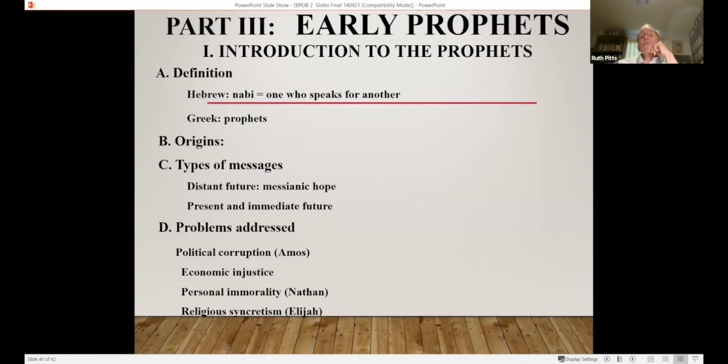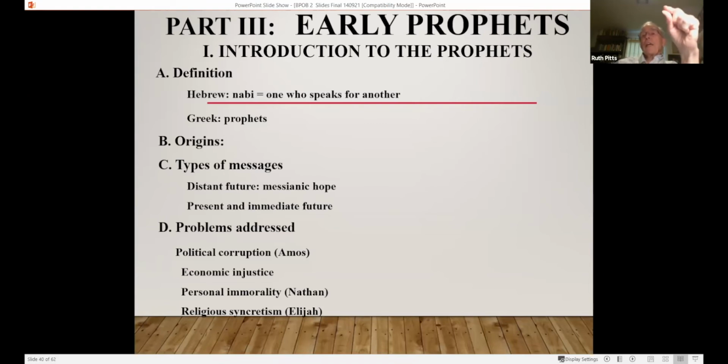The early prophets, the word nabi means one who speaks for another, or in Greek, prophetes, but the idea is simply a spokesman for God. The origins come way back, and we'll look at some of those in a moment. Types of message. There is in the prophets a word of hope about a messianic future. This is one way the New Testament connects with the Old Testament, and seeing Jesus as Messiah, or Christ is the Greek name for Messiah.